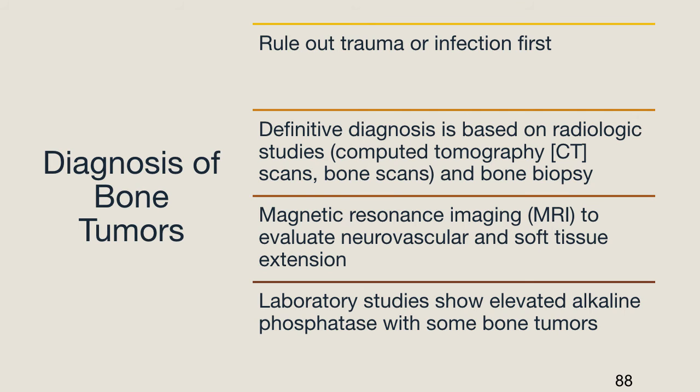For the diagnosis of bone tumors, we're going to rule out trauma or infection first because pain is associated with it. And a definitive diagnosis is based on radiologic studies, CT scans, and bone biopsies. MRIs can be used to evaluate neurovascular and soft tissue extension, and lab studies show elevated alkaline phosphatase with some of the bone tumors.